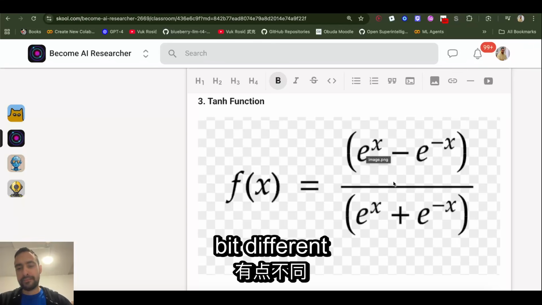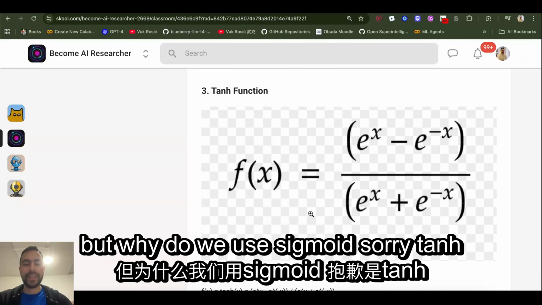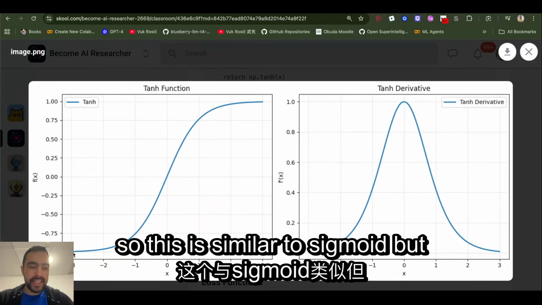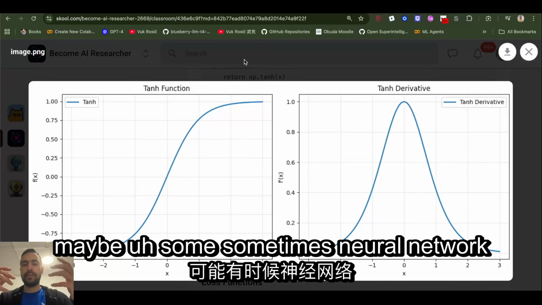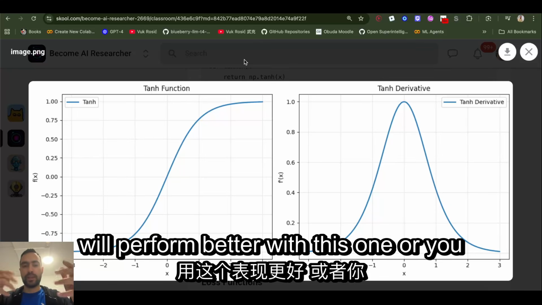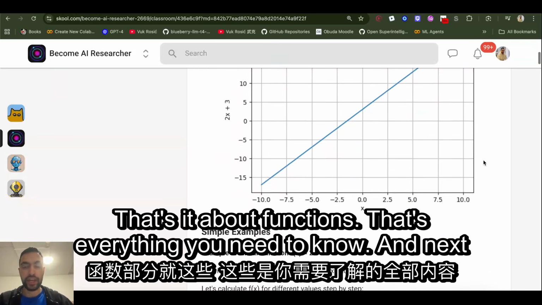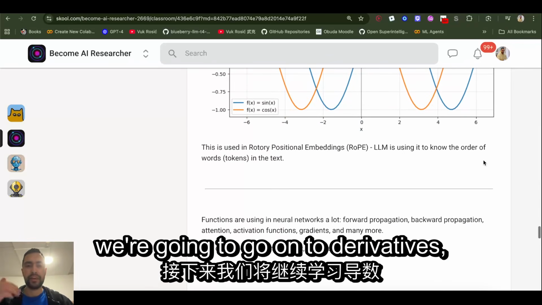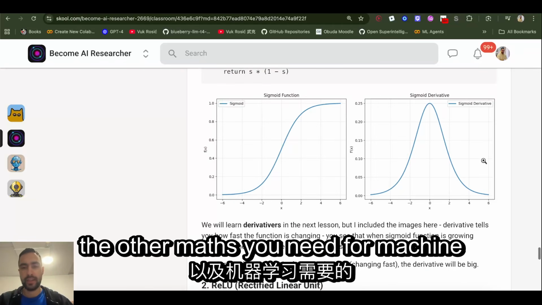So it's a bit different. But why do we use sigmoid? Sorry, hyperbolic tangent, not sigmoid. So this is similar to sigmoid, but instead of putting between 0 and 1, it puts between -1 and 1. So maybe sometimes a neural network will perform better with this one, or you want to use it for some reason. That's it about functions. That's everything you need to know. And next, we're gonna go on to derivatives, gradients, vectors, matrices, and all the other maths you need for machine learning.